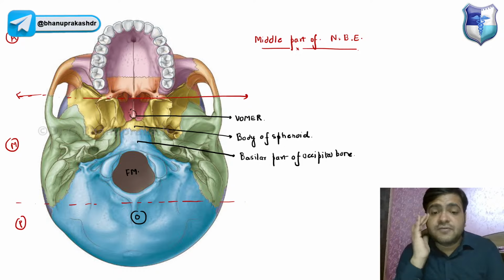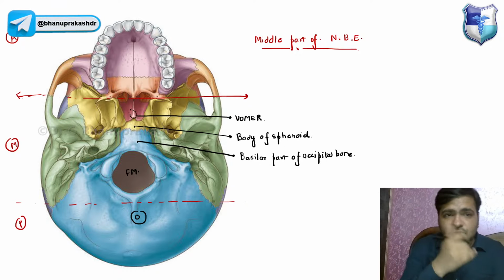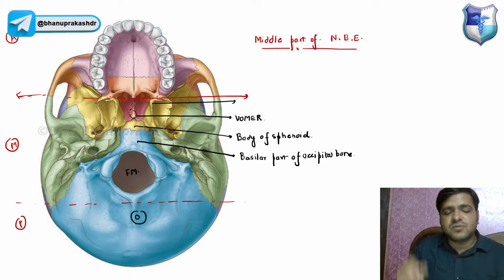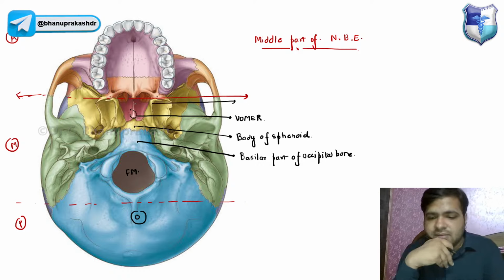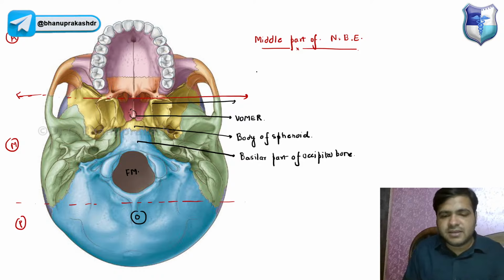Now, guys, over here, if you just see, we have two processes. We have two parts of the bone coming out, and this is called the pterygoid process. The pterygoid process, guys, right?